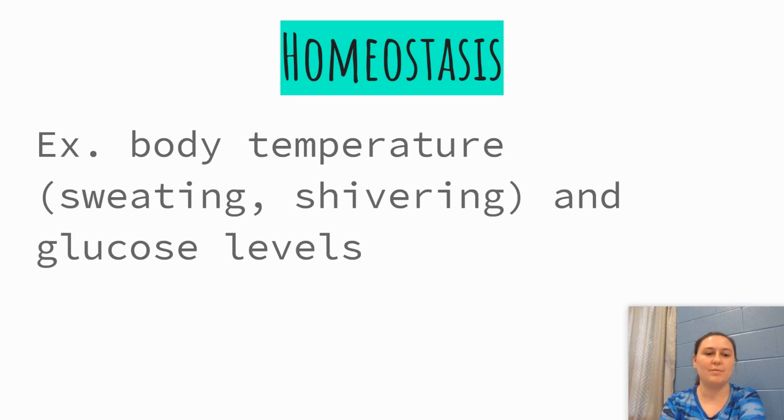Some examples of homeostasis is your body temperature. It's typically 98 point something for most people. A way you can regulate that or maintain homeostasis is by sweating or shivering. If you get really hot, your body sweats, which actually cools you down. And if you get really cold, your body starts shivering, which actually warms you up.